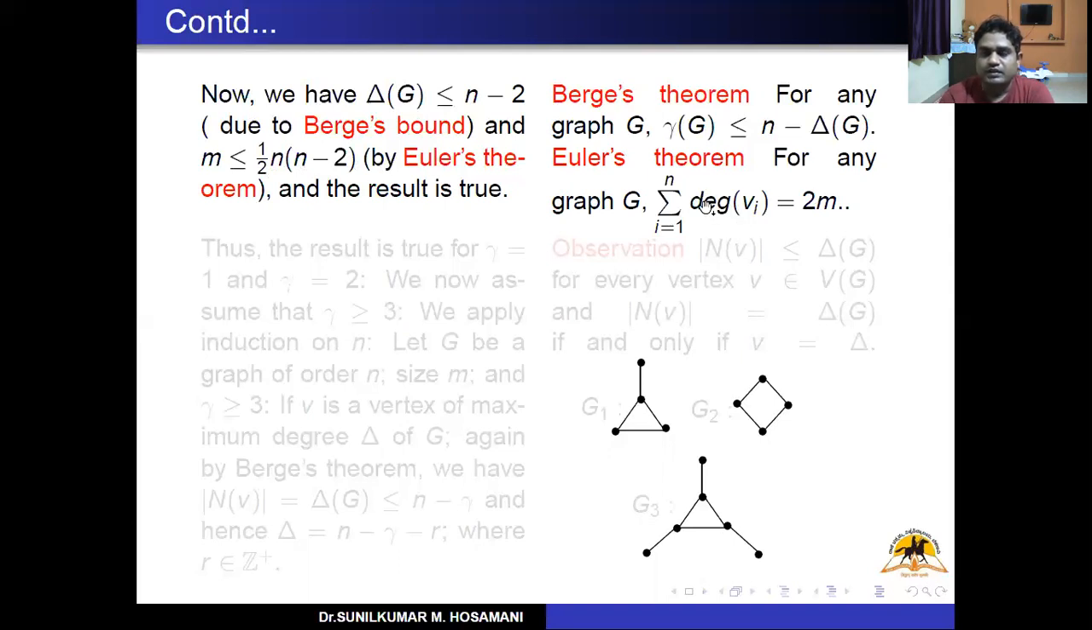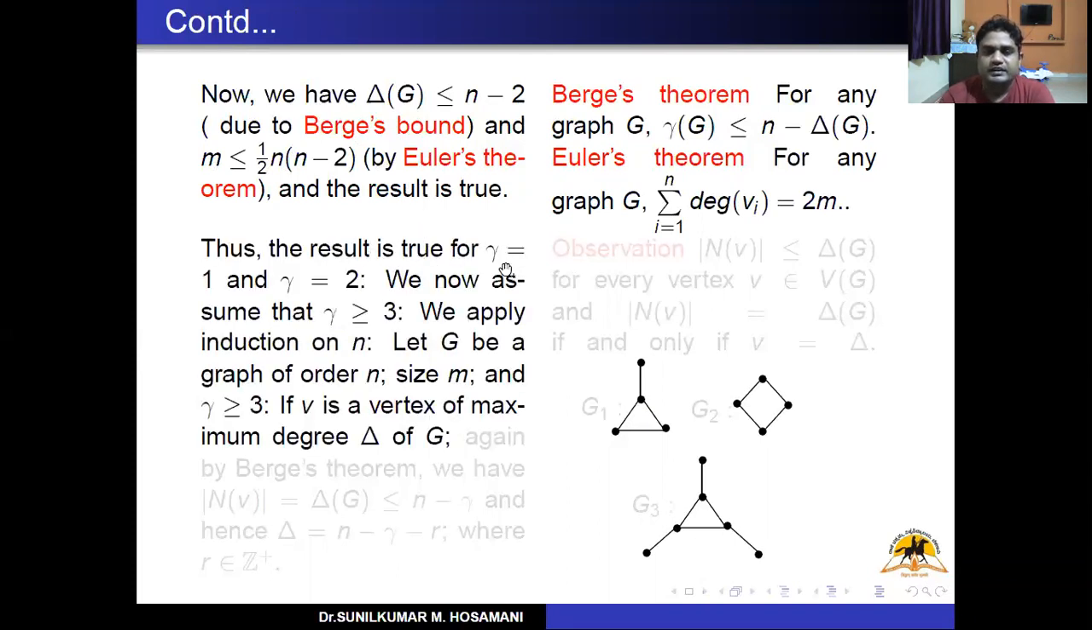According to this theorem I have to consider the vertices n times. The degree of every vertex is n minus 2, therefore n times (n minus 2) equals 2m. So m is less than or equal to 1/2 n(n minus 2). This equality holds if and only if every vertex of graph G has degree n minus 2. Therefore this bound is obtained using Euler's theorem and this equation.